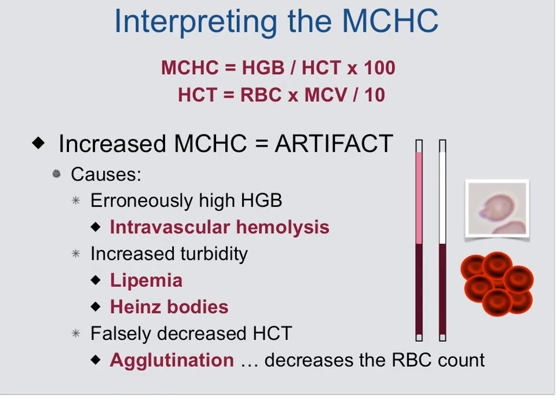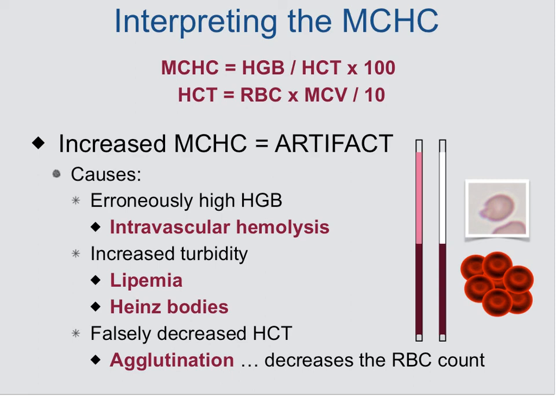An increased MCHC is due to artifact. When you see an increased MCHC, you want to look for a few things. To remember these, look to the calculation. The hemoglobin is in the numerator, so when it is overestimated, it will increase the MCHC. Keep in mind that the hemoglobin is measured by spectrophotometry, so when turbidity is present in the sample, it will also falsely increase the hemoglobin. The hematocrit is in the denominator, so when it is underestimated, it will also increase the MCHC.